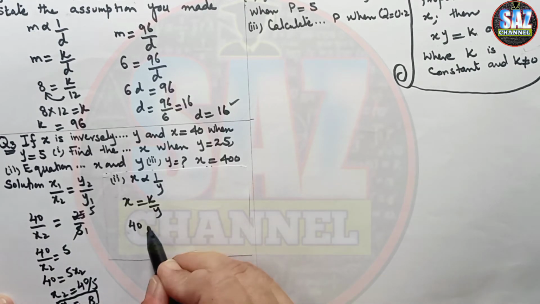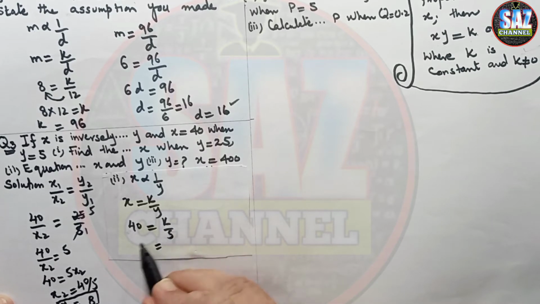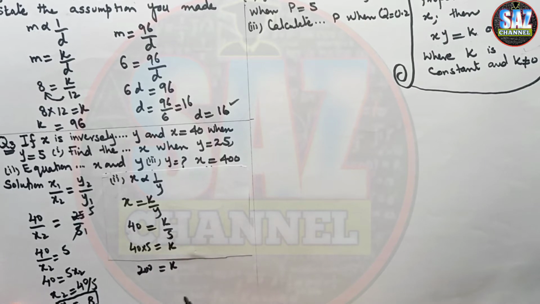X is 40 when y equals 5. So shift 5 to the other side: 40 multiplied by 5, so k equals 200. So the equation connecting x and y will be x equals 200 upon y. I hope you are clear about this part.